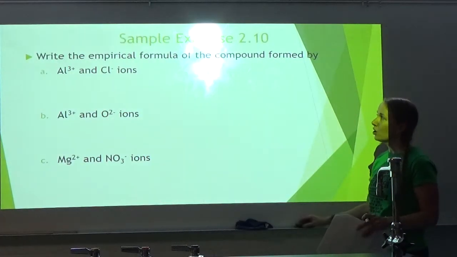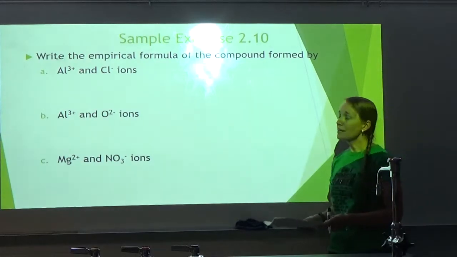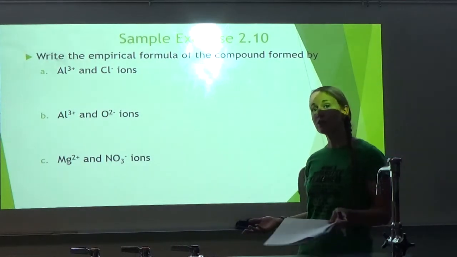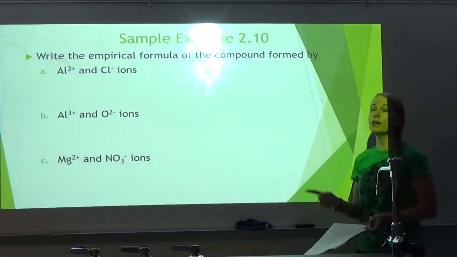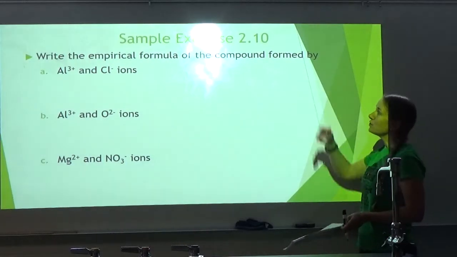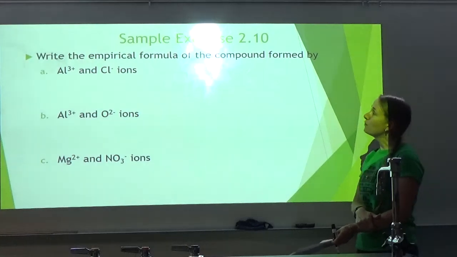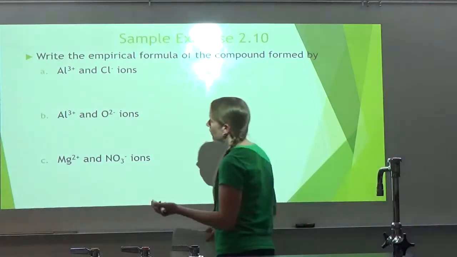So hopefully, again, all of this is very easy. So next we're going to move on to when we learn how to cross charges in honors. So again, this should be very easy and quick review. Alright, so it says write the empirical formula for the compound formed by aluminum and chloride ions.